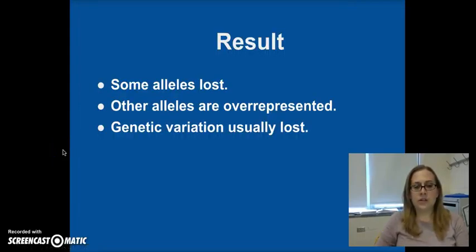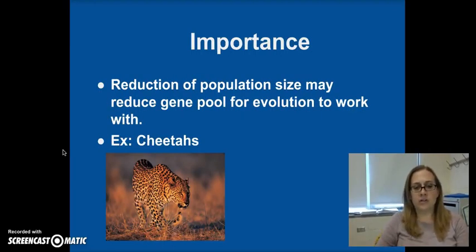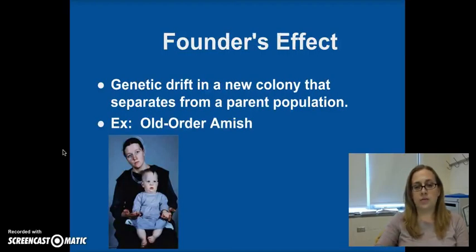So the result is that you're going to have some alleles that are lost, and other alleles could possibly be overrepresented. But generally you see that genetic variation is lost through a bottlenecking event. This is really important because the reduction of a population size could reduce the gene pool for evolution to work with. So if you reduce the amount of variation within a population, then you are essentially reducing what's in the gene pool, and it's going to change how evolution is able to work.